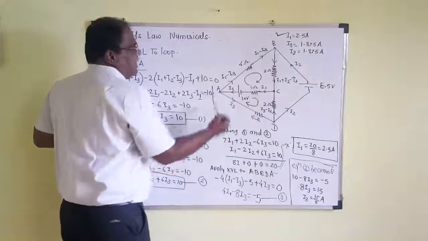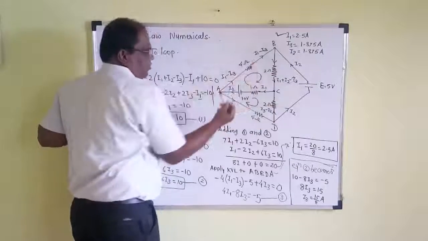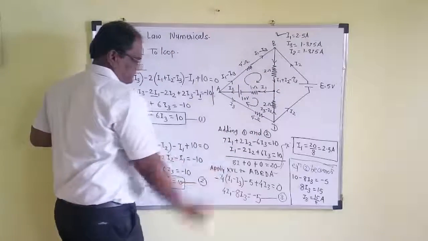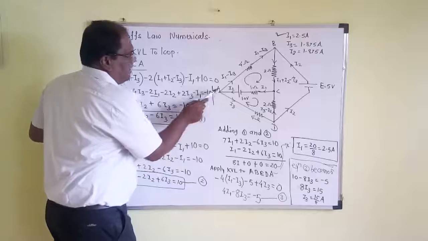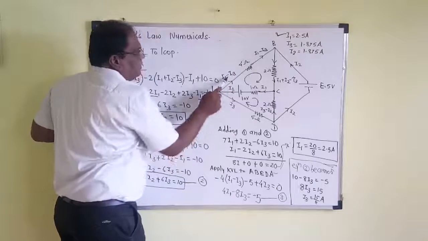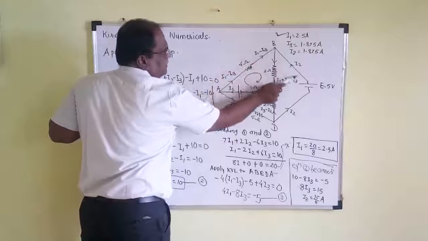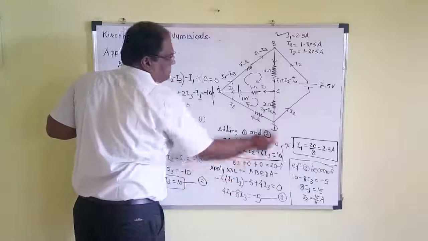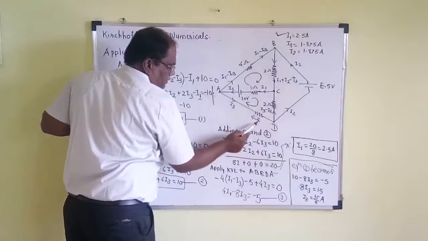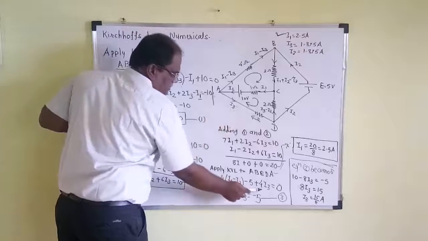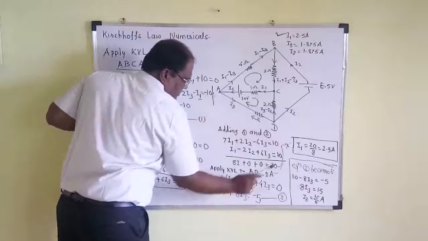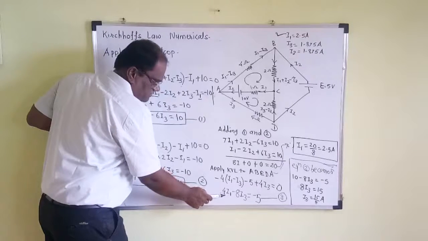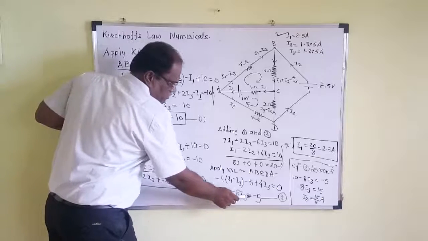Now apply Kirchhoff's voltage law to the outer loop A, B, E, D, A. A to B, minus 4 into I1 minus I3. Here moving from higher potential to lower potential, hence minus 5. 4 in the opposite direction of I3, hence it is plus 4I3 is equal to 0. Solve. You will get 4I1 minus 8I3 is equal to minus 5.